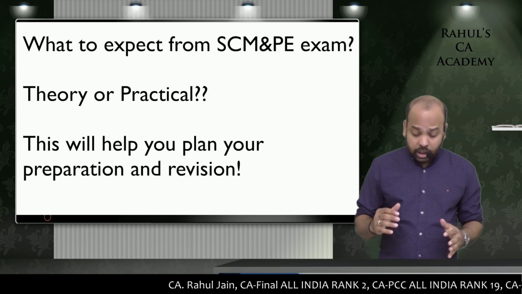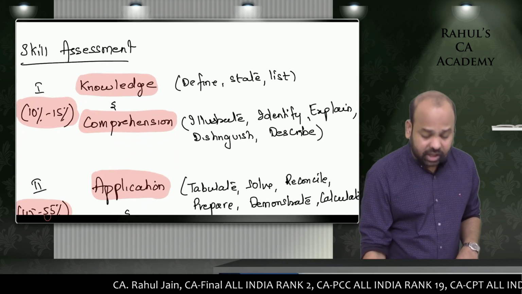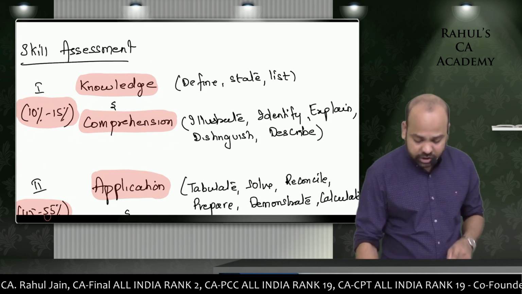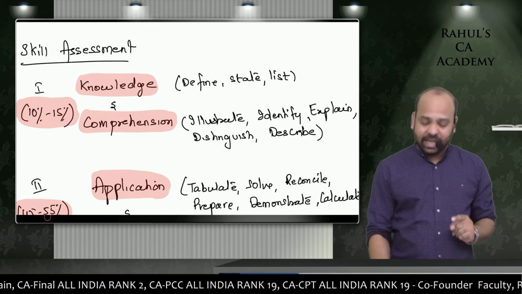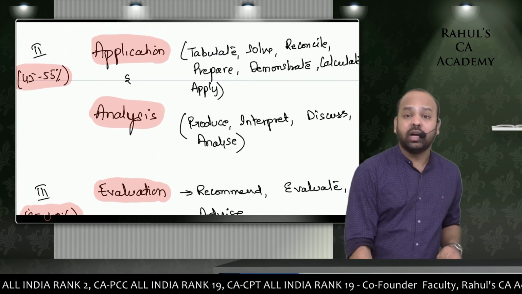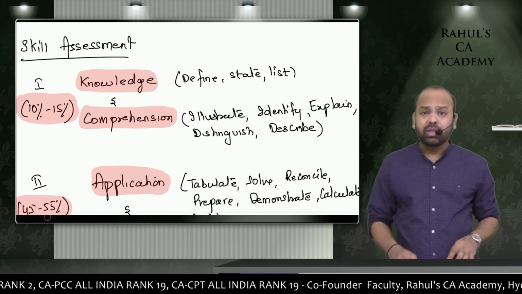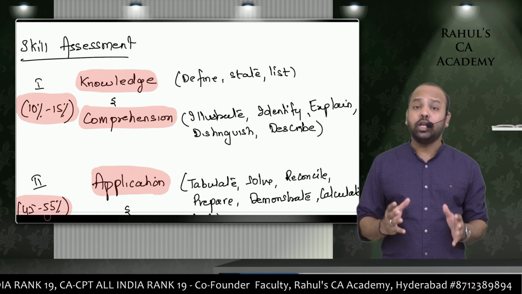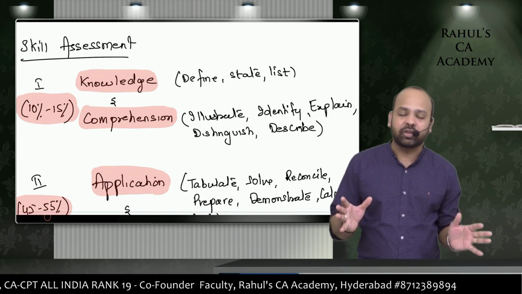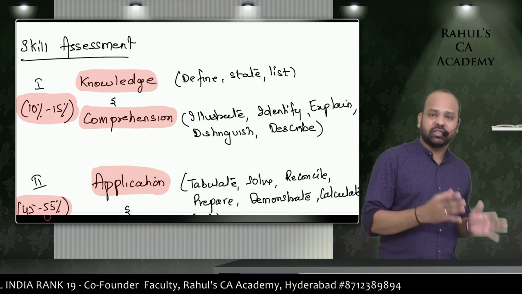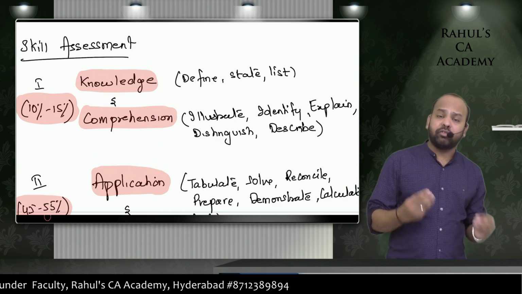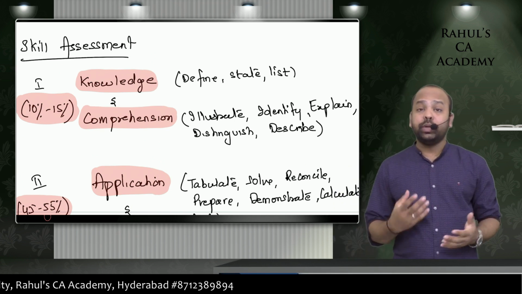Now ICAI basically divides your skill sets into 3 categories. The first category is knowledge and comprehension. The second category is application and analysis. The third category is evaluation. When we talk about knowledge and comprehension, it is about merely knowing what the different concepts covered in your syllabus are. Say we have just in time, we have Six Sigma, we have all the types of variances, we have performance measurement and evaluation. Will you be able to define them?